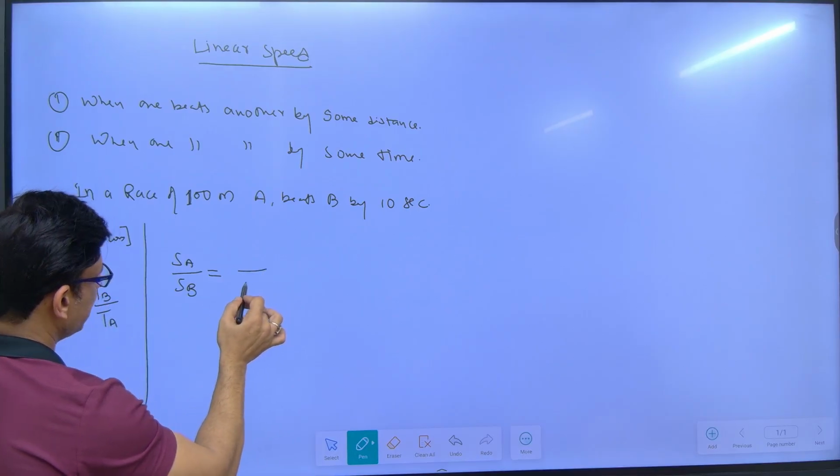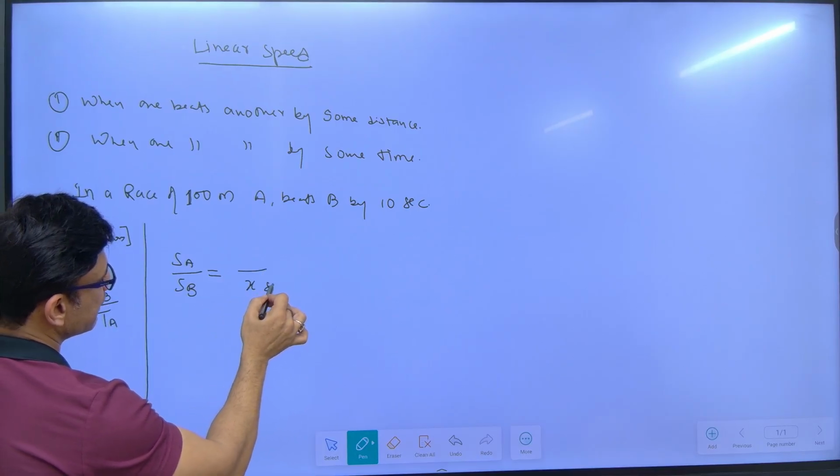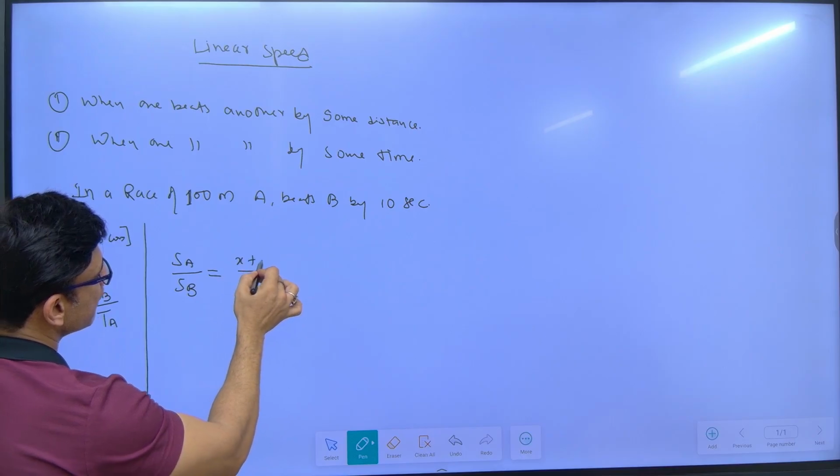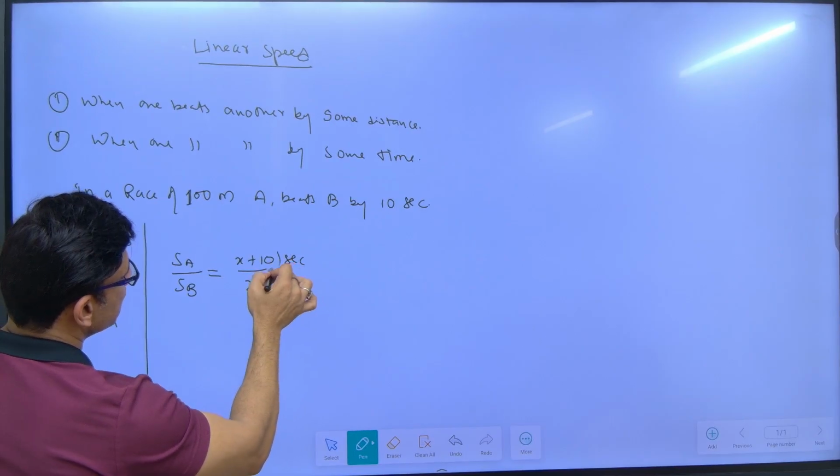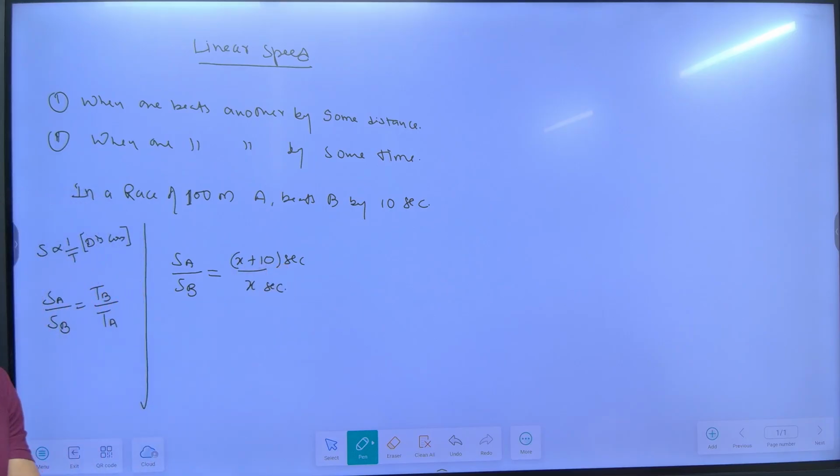Let's say time taken by A is x seconds. This will be what? X plus 10 seconds. Right? Here you will not get the value of x. That you have to find out from the other data which will be given in the question. Other data will be given in these cases. But that is how you have to write it down.